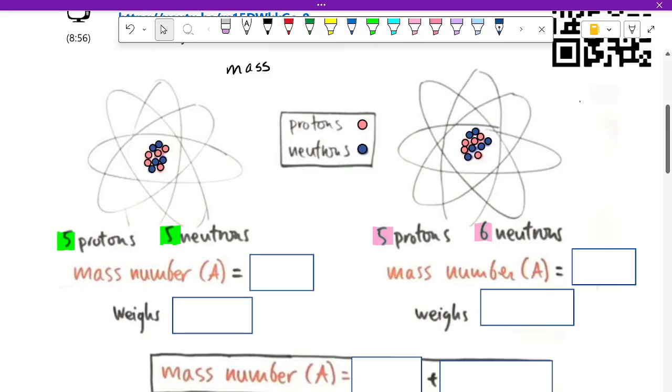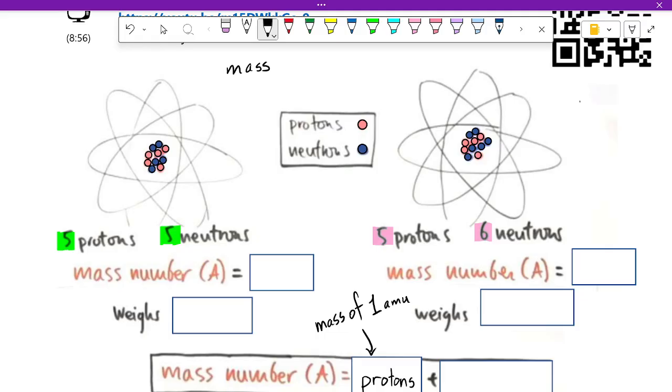Mass number equals something plus something. Protons, because protons have a mass of how much? Protons have a mass of 1. What's the unit? Atomic mass units, AMU.